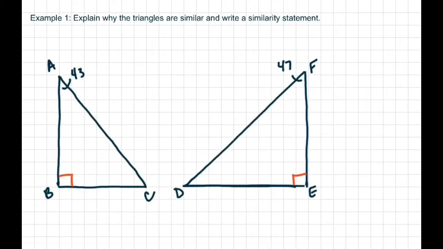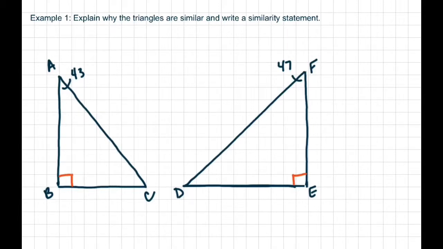Okay, let's take a look at our first example. The first example says, explain why the triangles are similar and write a similarity statement. So I have triangle ABC and triangle DEF. They look like they might be similar, but I don't have the same amounts of information that I had before when explaining the different similarities. So let's take a closer look.